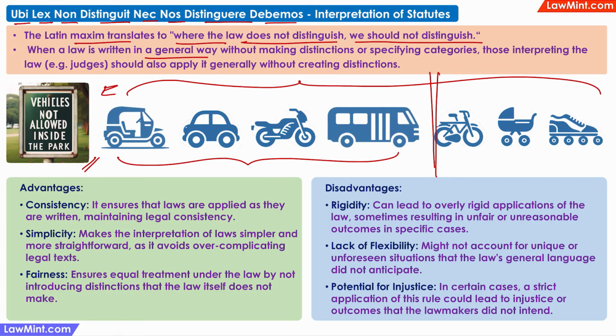As per this rule of interpretation, the judge should enforce the law as is, and not interpret it to create distinctions between different types of motor vehicles. Since the law is being interpreted as is, there is consistency, there is simplicity, and possibly fairness, since all the subjects, that is, cars, bikes, buses, etc., are all being treated equally. However, the disadvantages are that there is no flexibility, and it can lead to situations of injustice, since this approach does not distinguish between personal use vehicles and commercial use vehicles and public transport vehicles.